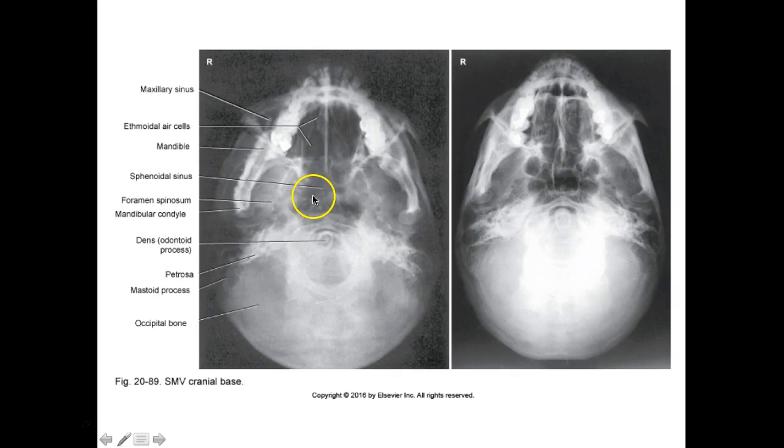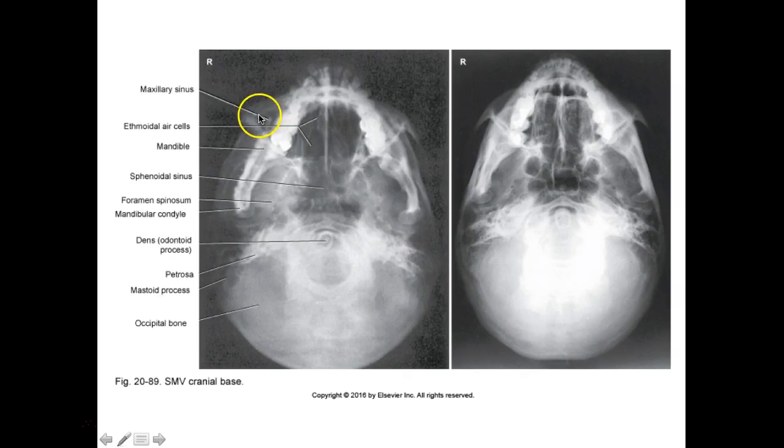You can see here, this is your SMV, and this is what you're looking for. If you're doing it for the skull, you probably should not clip off the back, so it should look more like this. So if you're doing it for the skull, don't clip it. If you're doing it for facial bones, you're going to clip it right here. You're going to cut it right across.